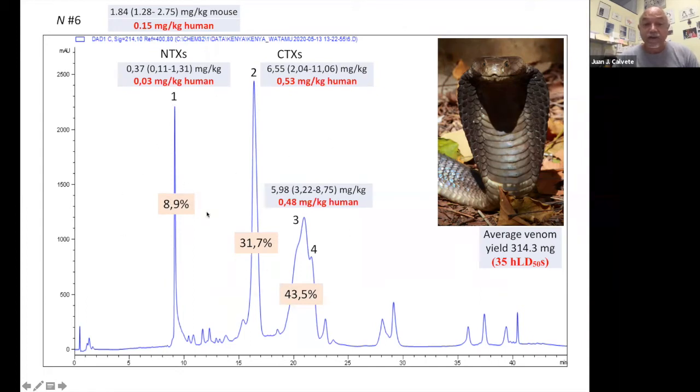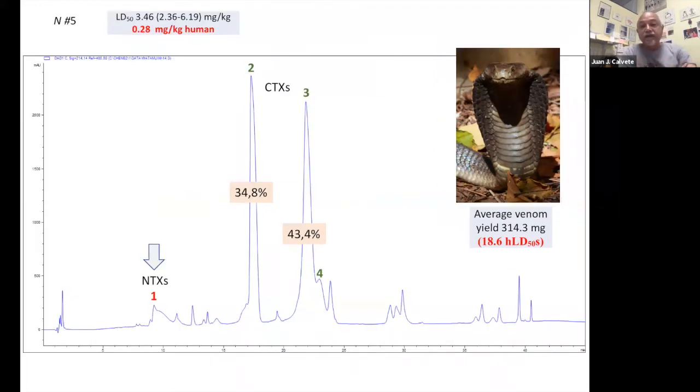This picture is like trying to solve a single equation with many different unknowns. Here we have the relative abundance. We have the LD50 in mice, and they are translated to human LD50 for the different components. How can we make sense of this data? Well, sometimes the ecology and venom variation can help us. And this is a good example.